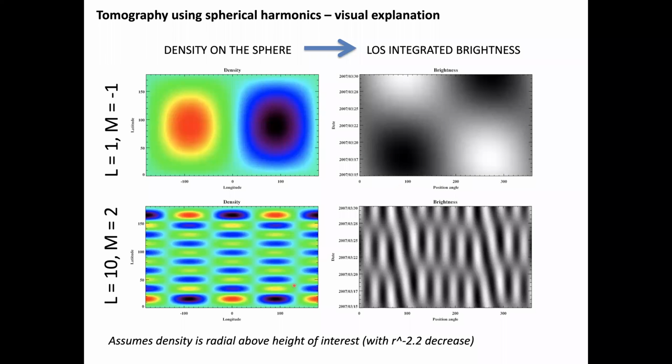So I'm showing 2 examples here. To do these line of sight integrations, we have to assume the density is radial above the height of interest. And we have to also assume that the density drops with a certain function of distance. And we use r to the power of minus 2.2. So r to the minus 2 would be constant mass flux. r to the minus 2.2 adds a little bit extra due to the solar wind acceleration.